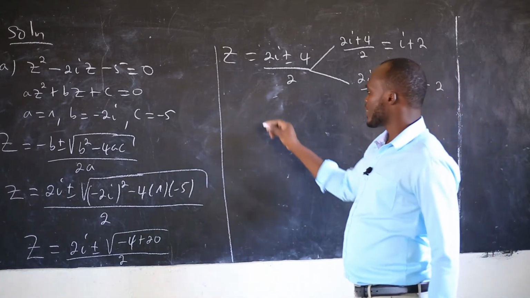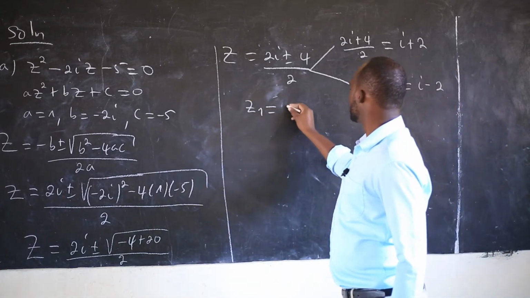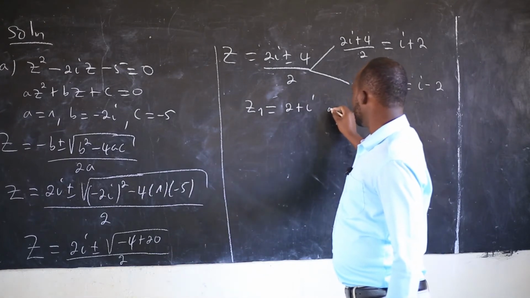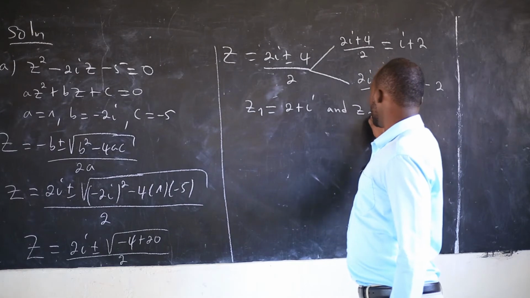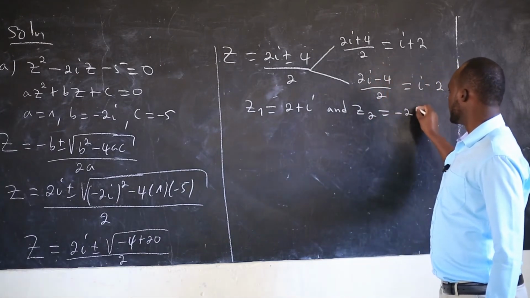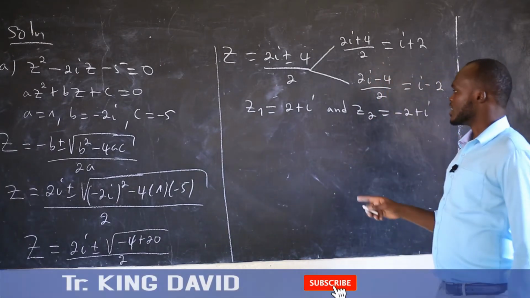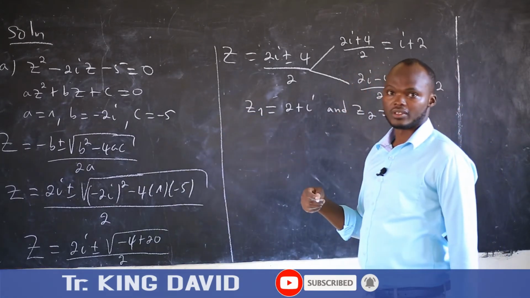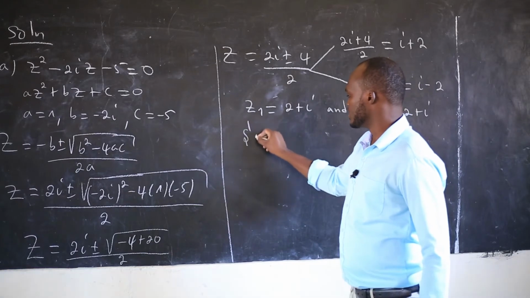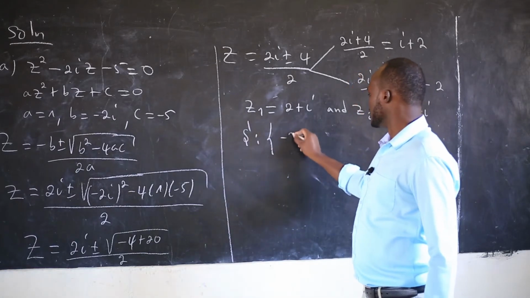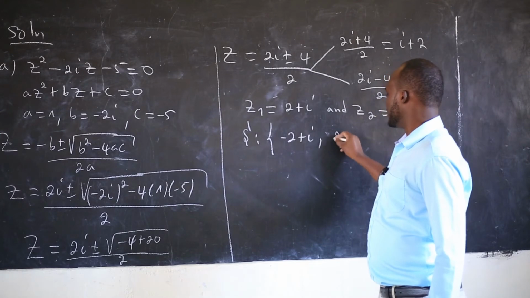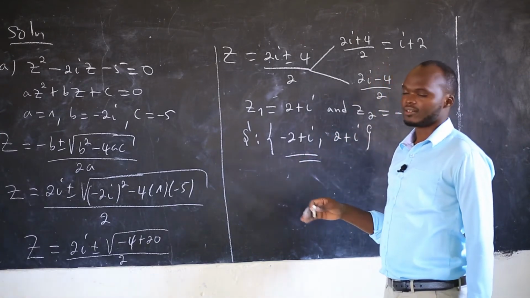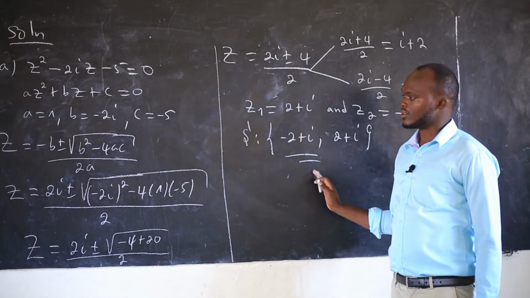So our z1 will be equal to 2 plus i, and z2 will be equal to negative 2 plus i. Those are the roots of that equation. So our equation has roots negative 2 plus i and 2 plus i. So we are done with A. I hope you don't have any question here. Thank you. So that is A.